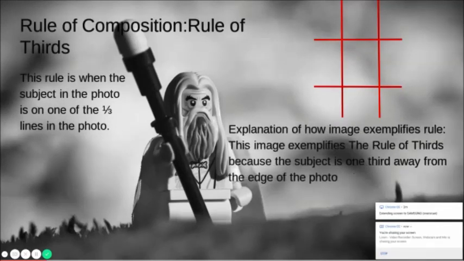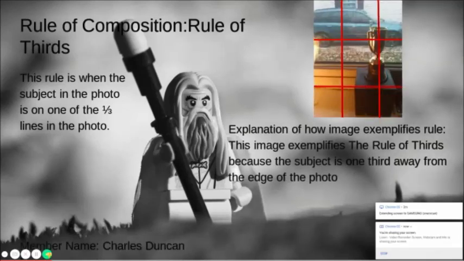The rule of thirds is when the subject of the photo is on one of the one-third lines in the photo. This image exemplifies the rule of thirds because the main subject is one-third away from the edge of the photo.